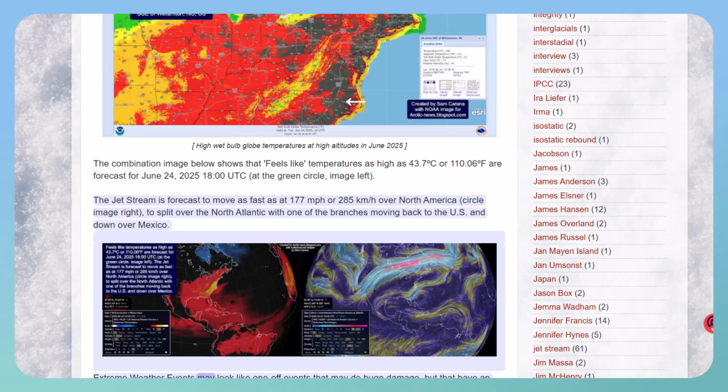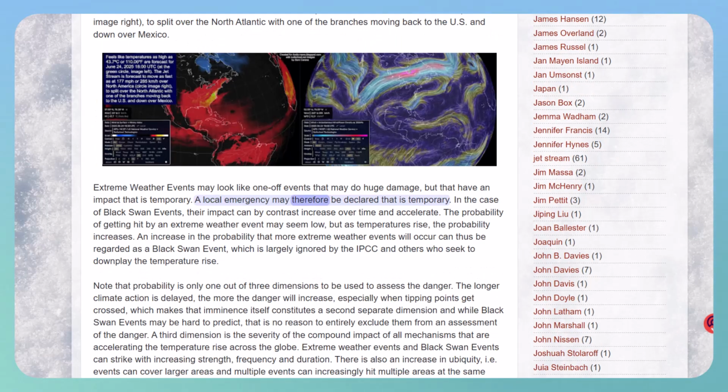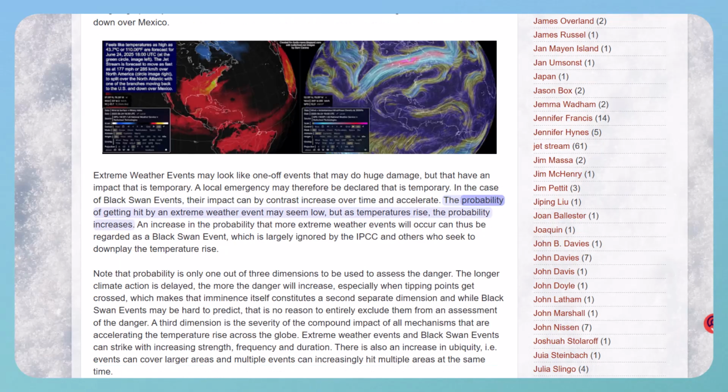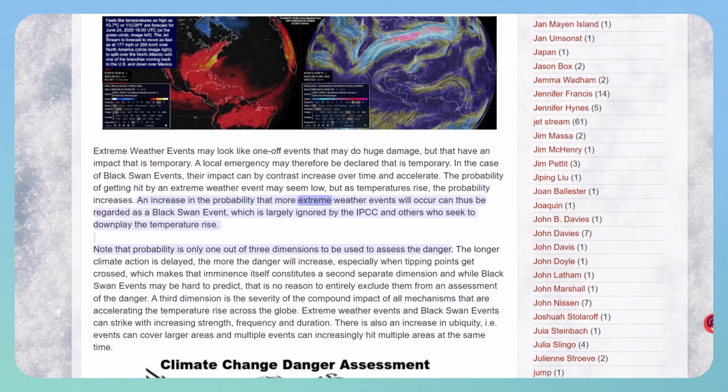Extreme weather events may look like one-off events that may do huge damage, but that have an impact that is temporary. A local emergency may therefore be declared that is temporary. In the case of black swan events, their impact can by contrast increase over time and accelerate. The probability of getting hit by an extreme weather event may seem low, but as temperatures rise, the probability increases. An increase in the probability that more extreme weather events will occur can thus be regarded as a black swan event, which is largely ignored by the IPCC and others who seek to downplay the temperature rise.